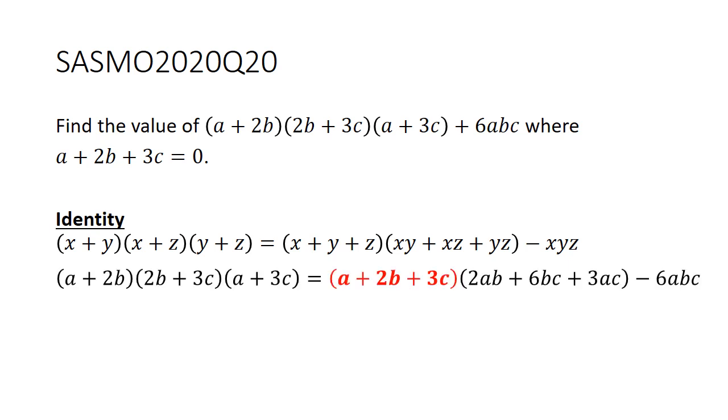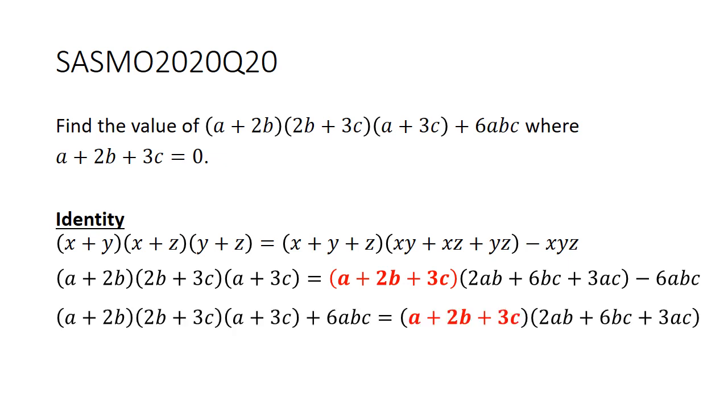Notice that in the expression that we want, we have a plus 6abc on the left-hand side. So just nice, we'll bring the minus 6abc over to the left-hand side. And since the left-hand side is now what we want to find, the right-hand side is easy to evaluate. Since we know that a + 2b + 3c, that red term, is 0, and 0 times anything will give us 0. Now this approach is a bit challenging because you will need to know this special identity.